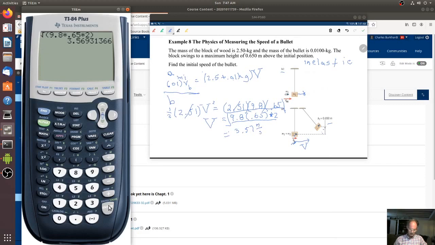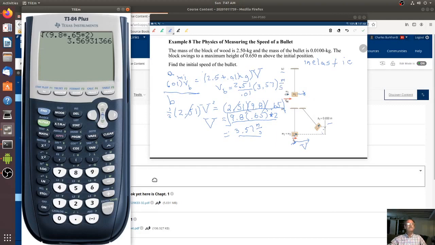That's the velocity of the bullet in the block after the collision. Now I can go back to part A and find the velocity of the bullet. Doing a little math, this is 2.51 and this is 3.57, and I have to divide by 0.01. So I get 2.51 over 0.01 times 3.57. And that'll all be in meters per second at the end of the day.